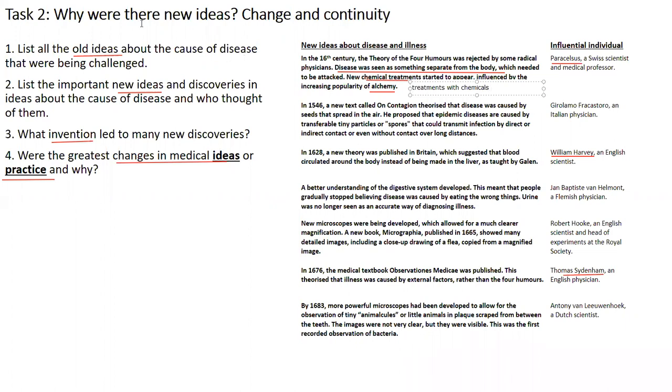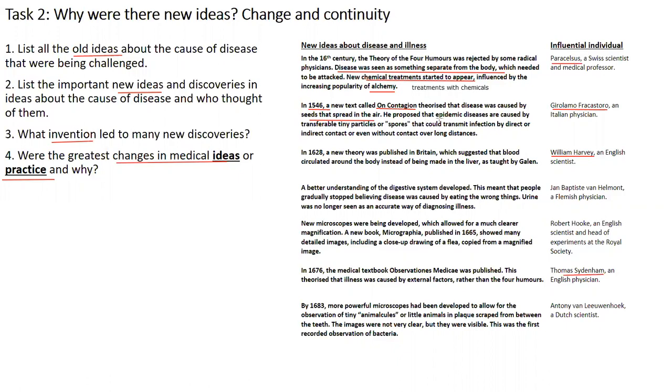The next person, Girolamo Fracastoro, an Italian physician. Now, in 1546, he wrote a book called On Contagion, and he theorized that disease was caused by seeds that spread in the air. Now, that sounds a bit like miasma, but it really isn't, because miasma is toxic air. Seeds might suggest germs, but this was an idea. He couldn't really take it one step further because there wasn't the real in-depth technology that we have later on.